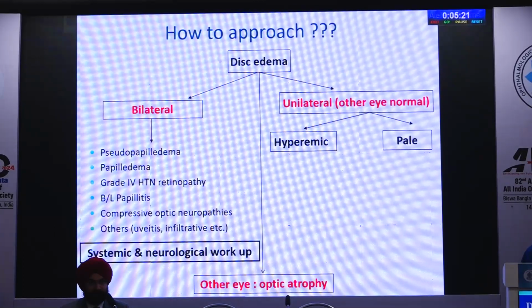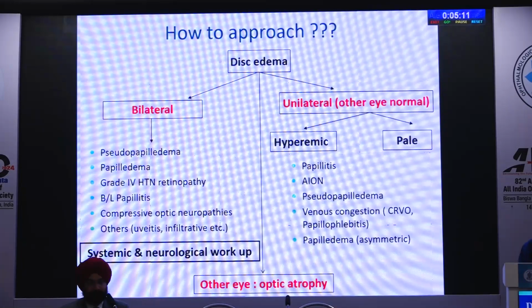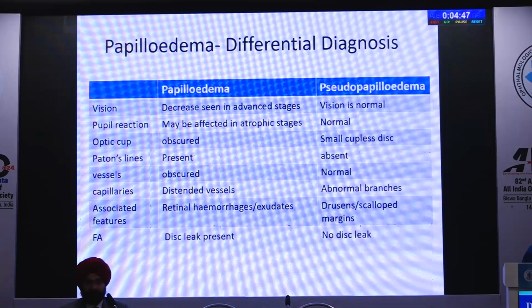When you have a unilateral disc edema, you may get an early suggestion of a hyperemic or pale edema. Not often very easy to differentiate, but a hyperemic disc edema may be seen in any papillitis, ischemic neuropathies also in the initial phase, pseudopapilledema, CRVO related, or even in asymmetric papilledema where the disc edema starts in one eye and maybe over time will go on to the other eye. And of course, it may be that the other eye has an optic atrophy, essentially meaning that this is a sequential involvement of the optic nerves, one eye followed by the other.